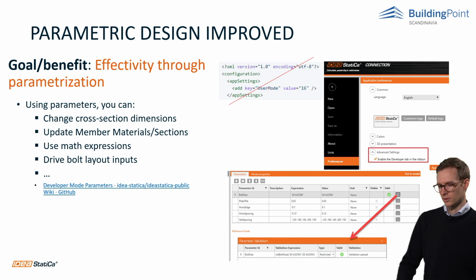Also, parametric design is improved. You can now have a developers tab in connection using these parameters. And then you can also change cross-section dimensions, update member material sections, use math expressions, and drive bolt layout inputs. So yeah, also a great improvement for those of you that want to set up a process to optimize the workflow.